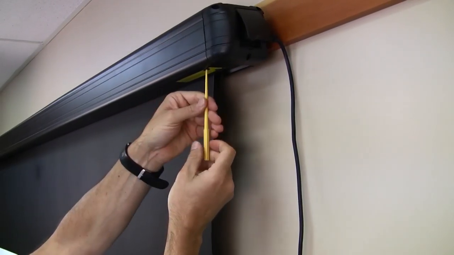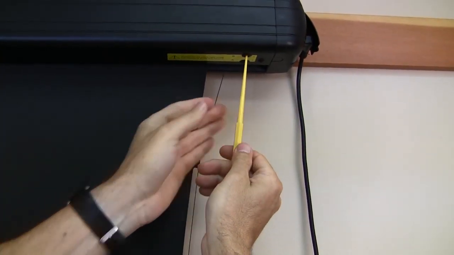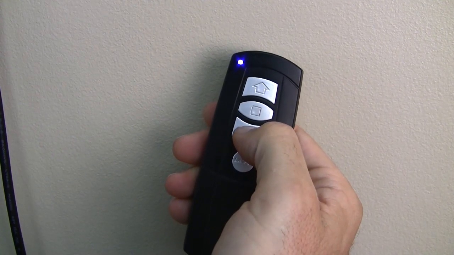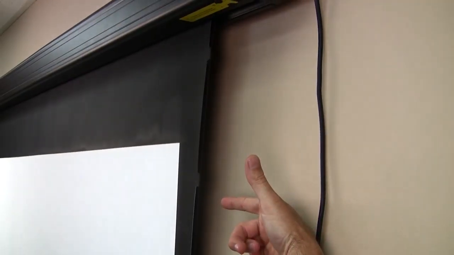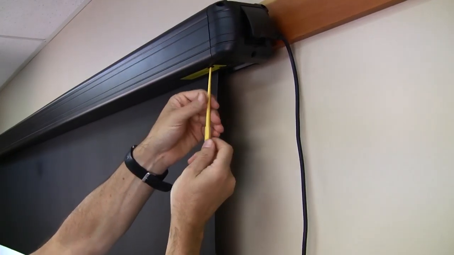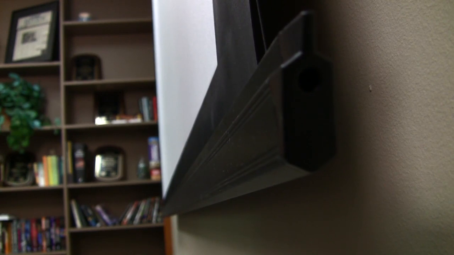Rotate your wand clockwise towards the negative symbol to reduce the screen height. Using your remote, bring the screen up until there's no more black border on the top. Now press the down button on your remote and discover your new adjusted screen height. Repeat these steps if you need the screen even higher. If you've gone too high, rotate the wand counterclockwise in the direction of the plus symbol to lower the screen.